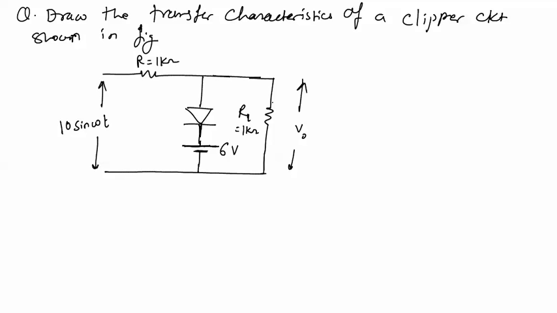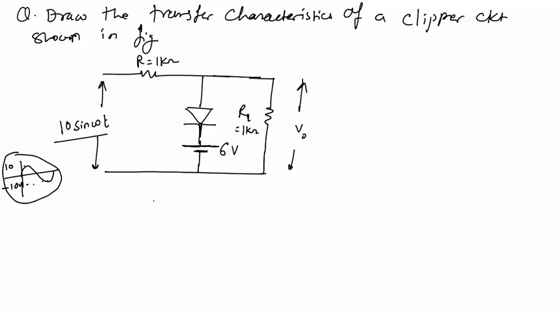Now by observation we'll say that this diode will be forward biased if this 10 sin omega t, which is a sinusoidal voltage that goes up to 10 volt and down to minus 10 volt, goes above 6 volt. It is seen from the circuit, but this circuit has an operation a bit different from this concept.